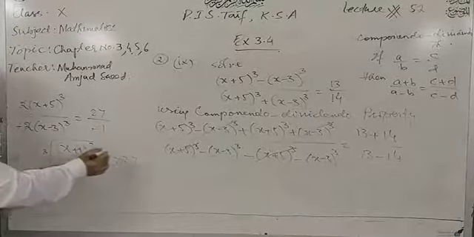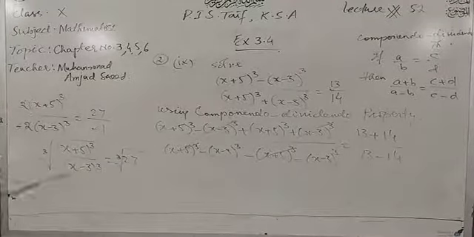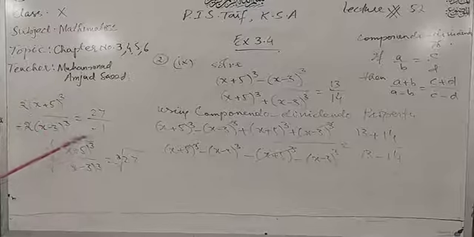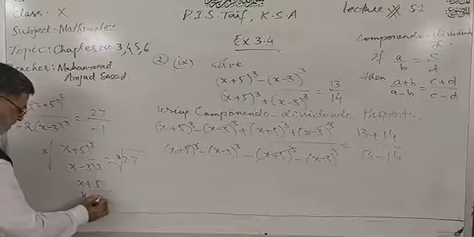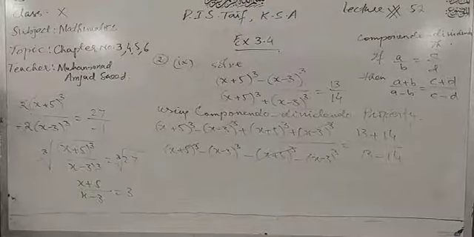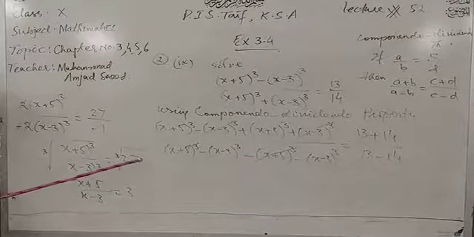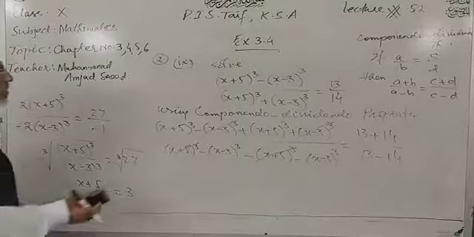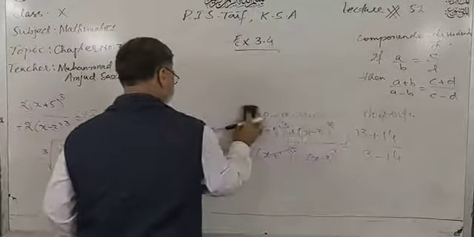Taking cube root on both sides. Remember that if you take the cube root, the power will be 1 over 3. So the power 1 over 3 cancels out and we are left with (x plus 5) over (x minus 3) is equal to 3, because 27 is 3 power 3. So 3 and 1 over 3, cube root means 1 over 3, they cancel out and we get that answer.